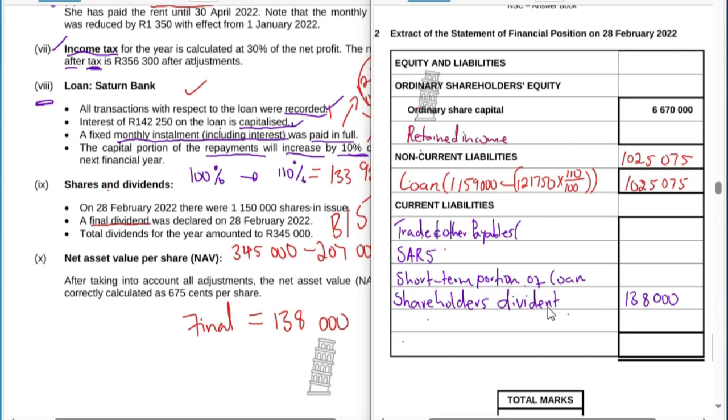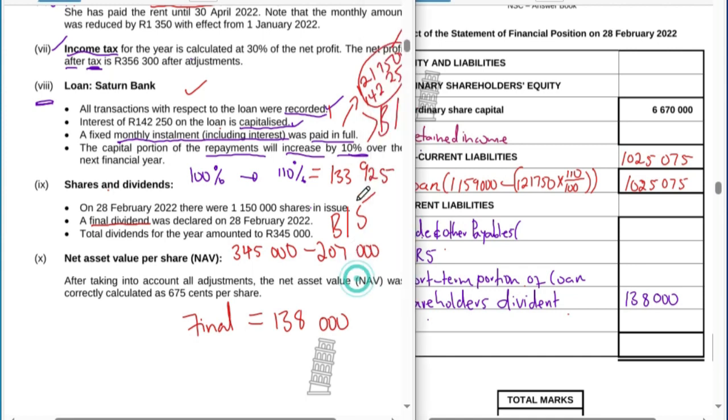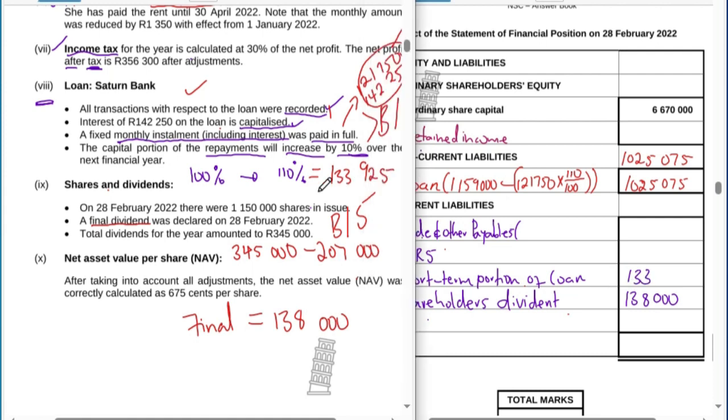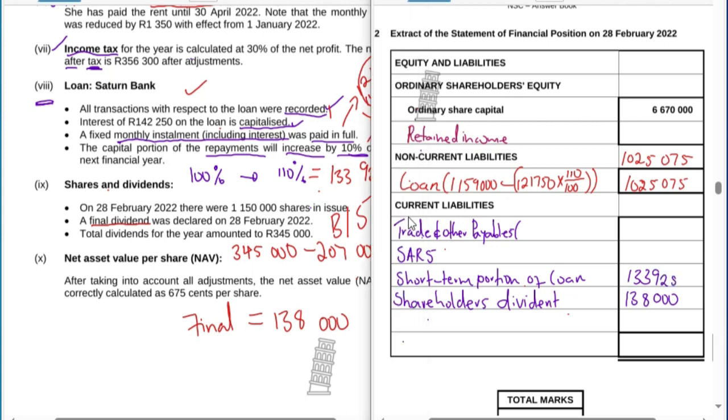And then our short-term portion of loan is the repayments of loan, and these are the repayments of loan, which is this amount, and we're going to write it down as 133,925.